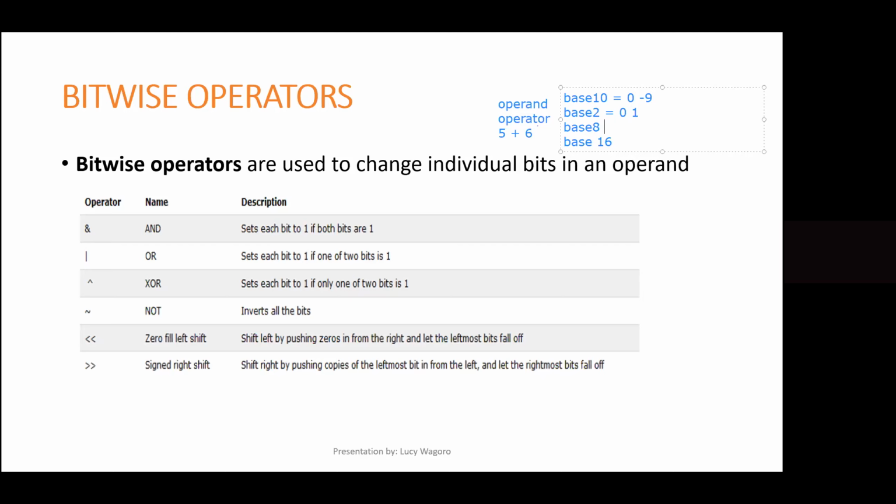Base 8 has 8 unique symbols, from 0 to 7. You cannot count 8. It will be 0, and when you reach 7, you do something else. You don't go to 8. And then base 16 will be running from 0 to F. So you go 0, 1, 2, 3, 4, 5, 6, 7, 8, 9, A, B, C, D, E, F.